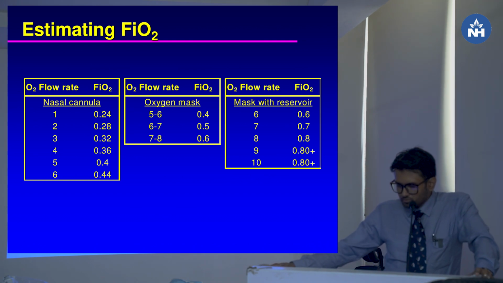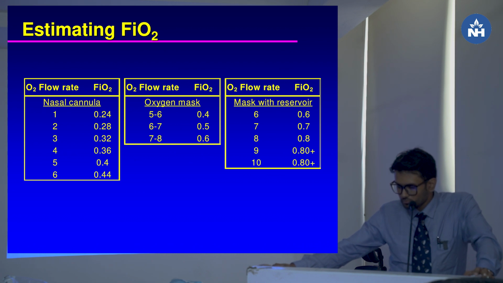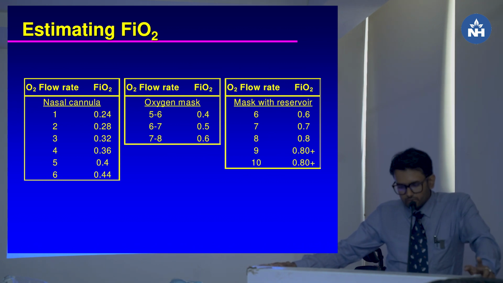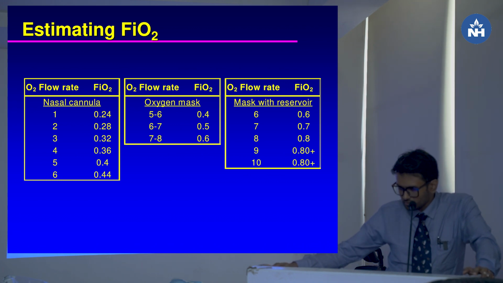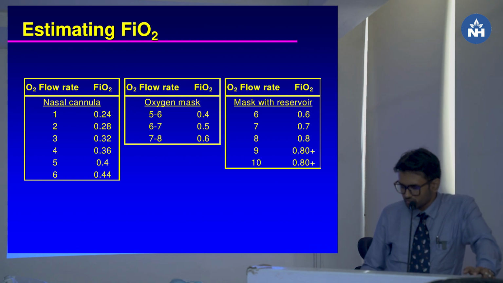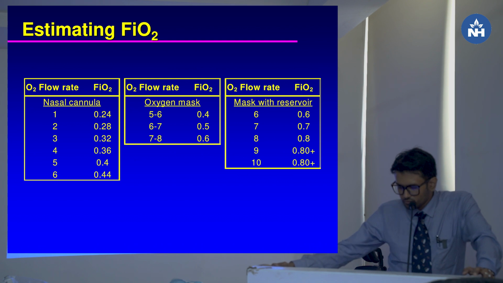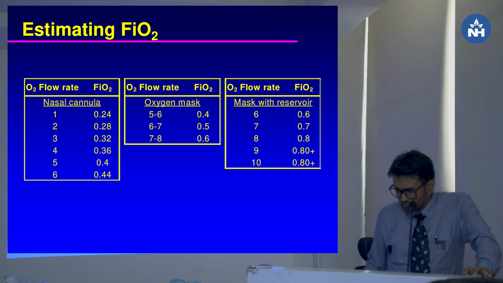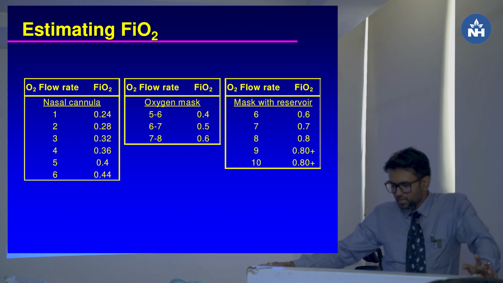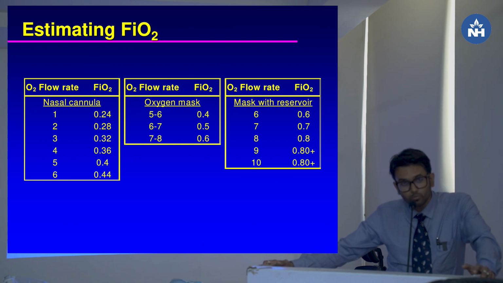Now, how to calculate FiO2 through different modes of oxygen delivery devices. I will describe the individual devices in detail in my next slide. Usually with a nasal cannula, if we give 1 liter of oxygen, then the FiO2 will be 0.24, and it can be increased. In an oxygen mask, if we give 5 to 6 liters of oxygen, the FiO2 will be 0.4, with 6 to 7 it is 0.5, and so on. And if we use a reservoir, then the FiO2 we achieve against our target will be more.